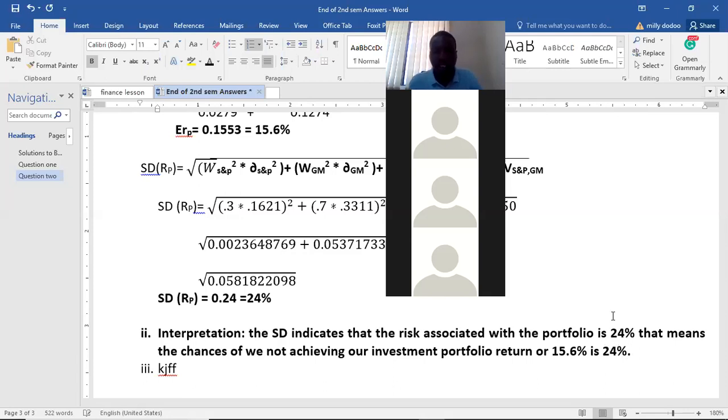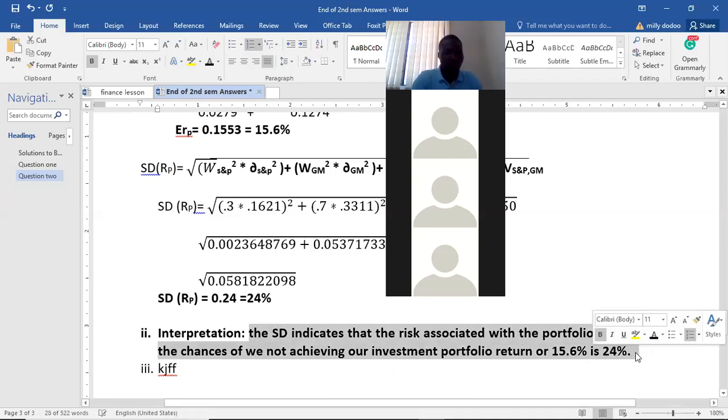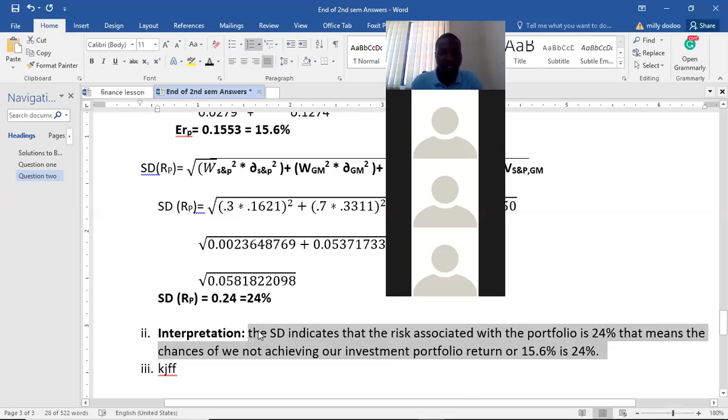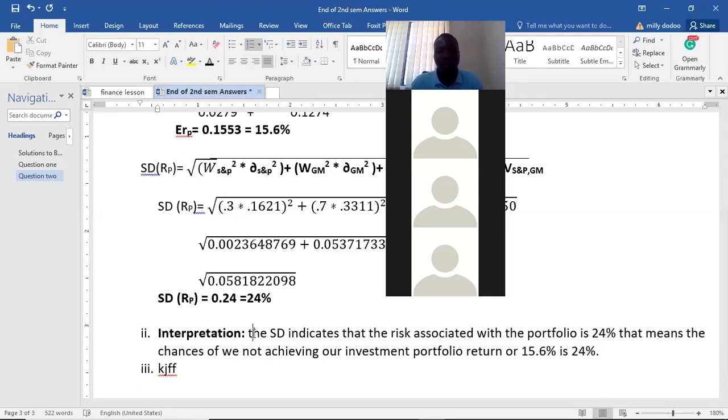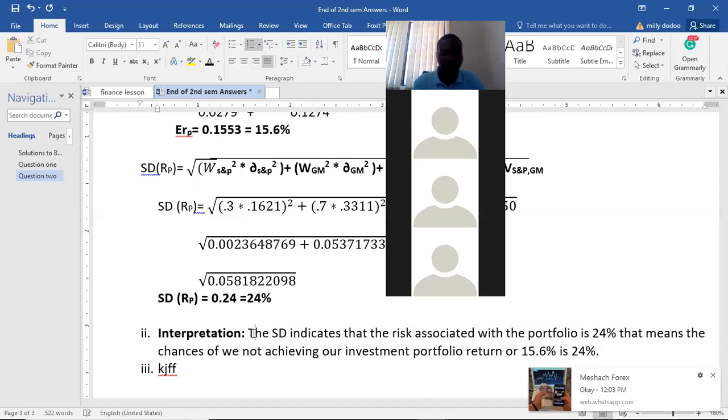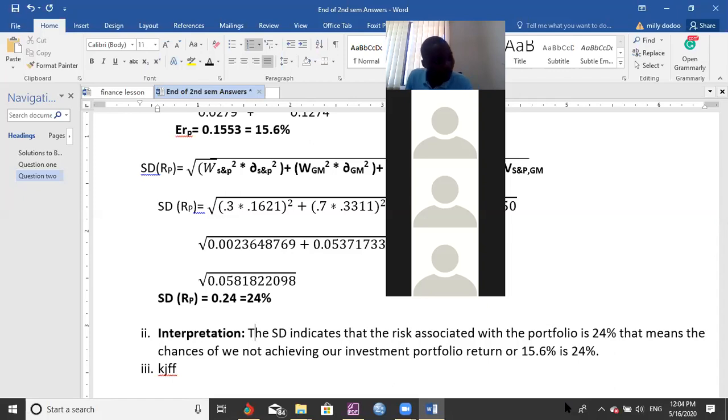So I've written it in a layman's explanation for you so that you understand. The standard deviation indicates that the risk associated with the portfolio is 24%. That means the chances of us not achieving our investment portfolio return of 15.6 is 24%. Are you okay? Yes, sir. Good. So that is the interpretation. Any question?